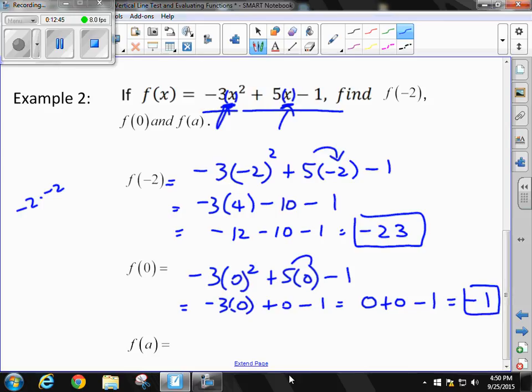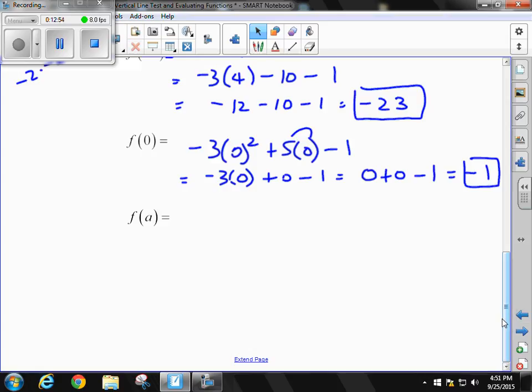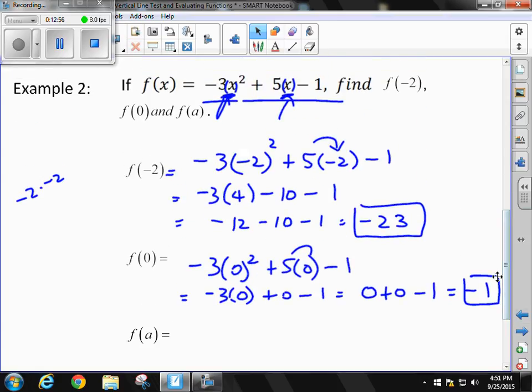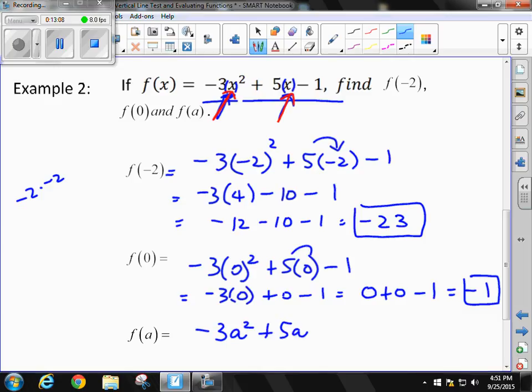In our last example, we're replacing the x with an a. Let me move it back up to where I can see it. Replacing the x right here with an a. So we will have negative 3 times a squared plus 5 times a minus 1.